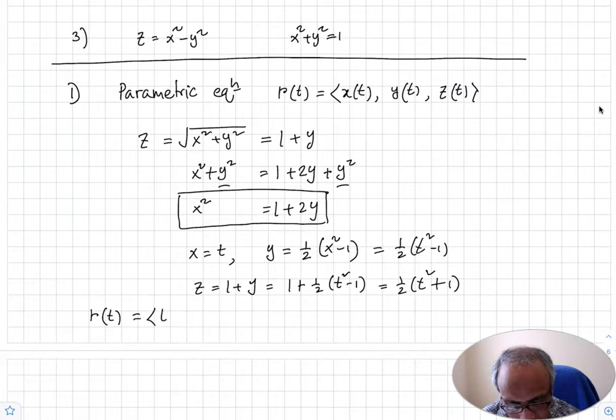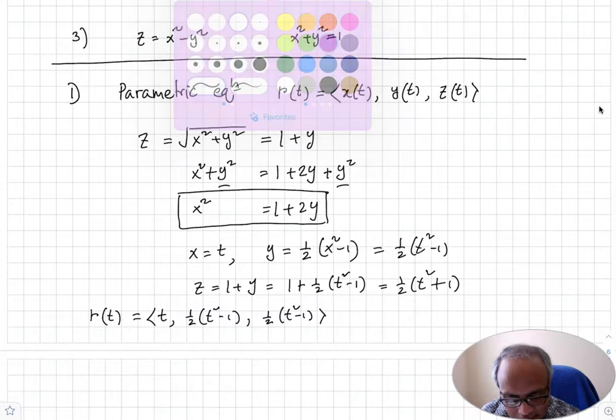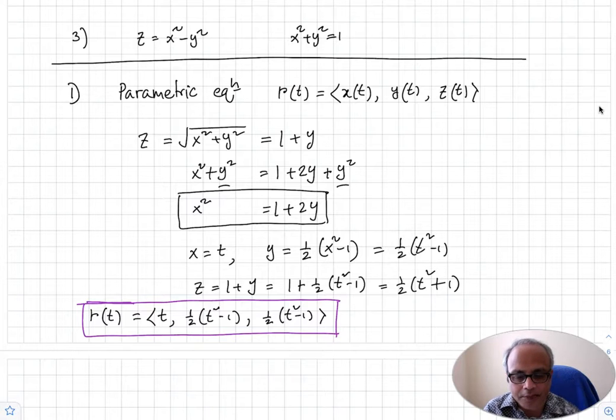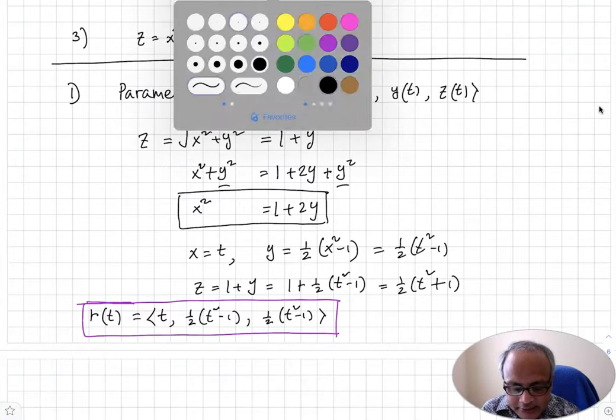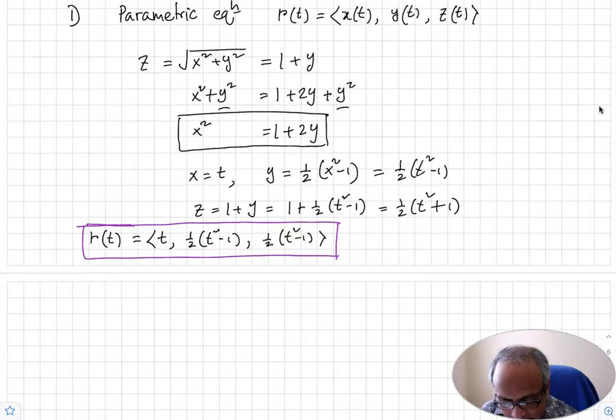Equals t, and we can just collect those terms together and write down each component of the position vector, and then we have just found the parametric equation of the curve. Okay, so that seems to be easy. Let's look at the second example.